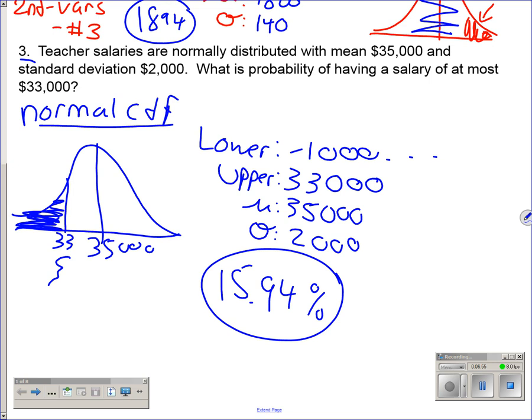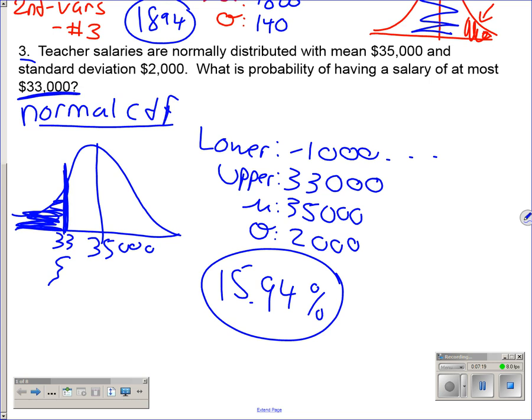Questions on that? And did anybody notice also that 33,000? Yes. Absolutely, right? So here, he noticed that 33,000 is actually 1 standard deviation below the mean. It's an exact standard deviation away from the mean. So technically, we could use the empirical rule. And I think if you use the empirical rule, it's 16%.